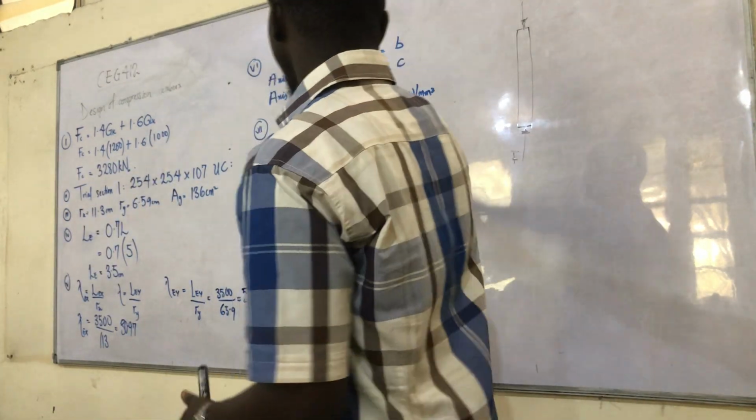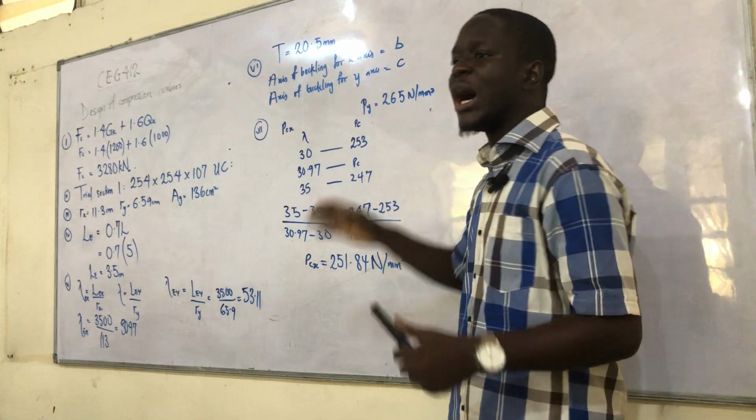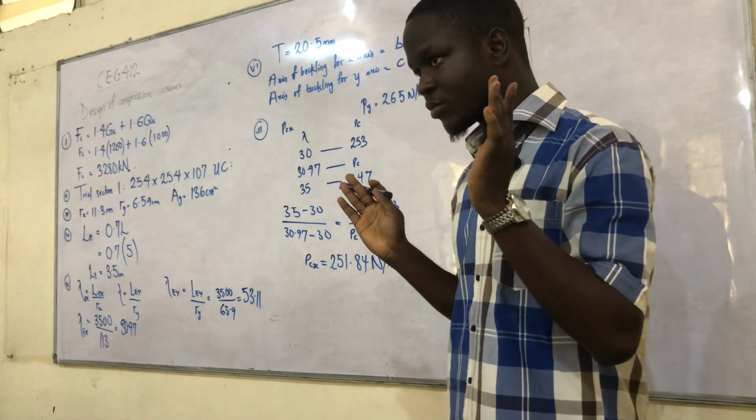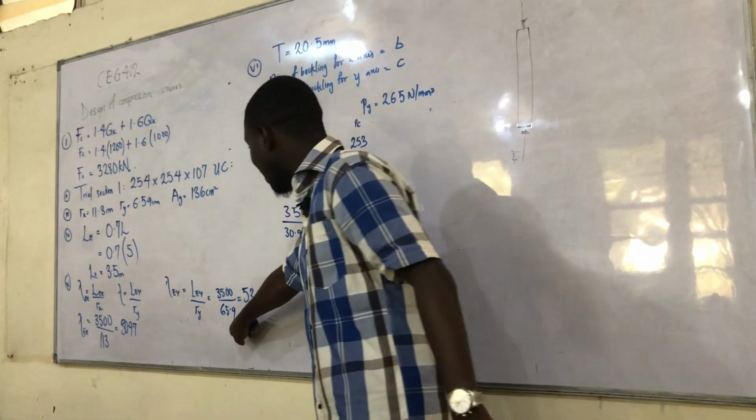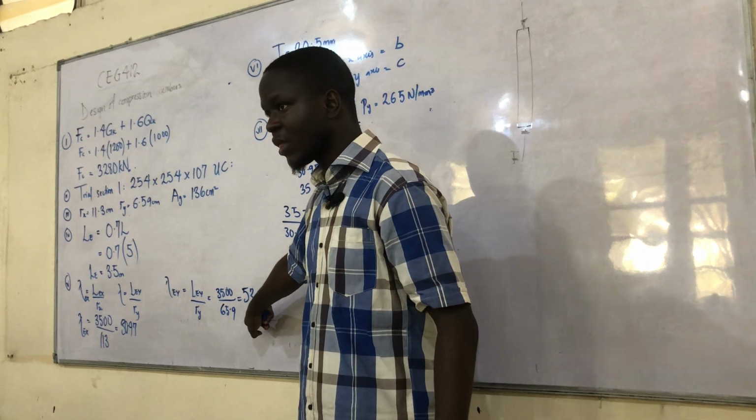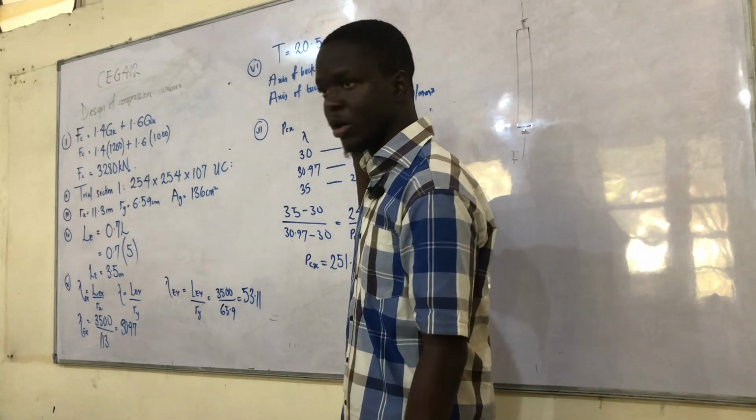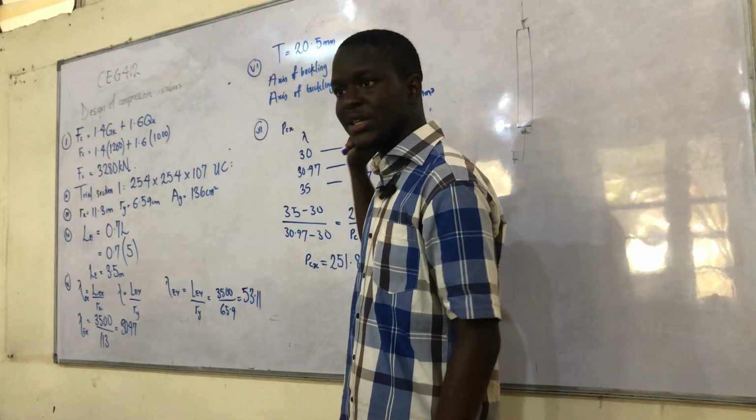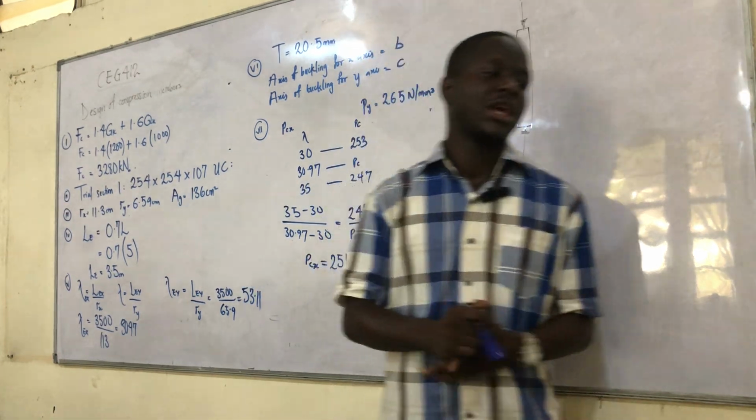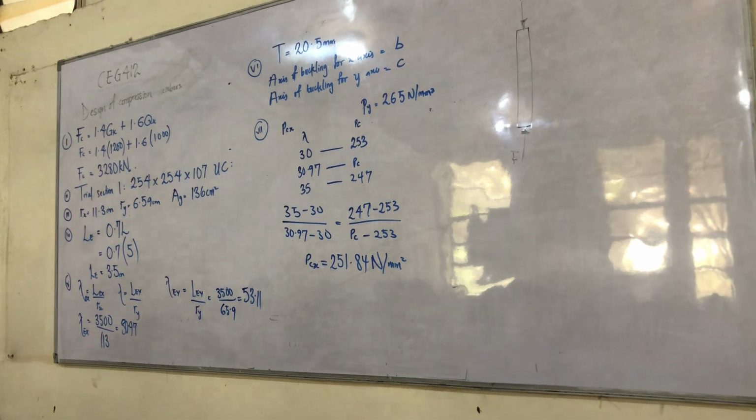On your own, what's the first thing you do when you get here? How will you know the table you are using, first of all? You look at your lambda. Is it less than 110? What's your strut curve for the y-axis? C. Go there and get me your PCY.